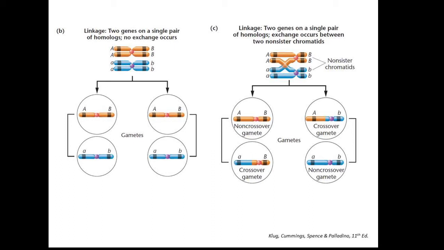In the same way, on the right-hand side, capital A is now coming with small b because of crossover. So after this one crossover event between two non-sister chromatids, you can see two crossover gametes and two non-crossover gametes. This is the basic rearrangement that happens when there is a single crossover between two non-sister chromatids, and when alleles of two different genes are present on two different sides of the crossover site.